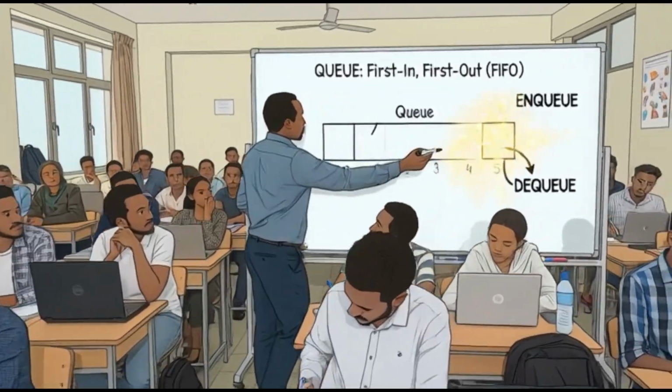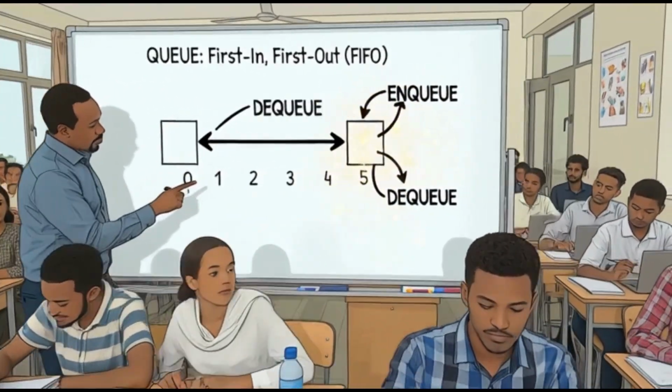A queue adds to the rear, just like a person joining the back of a line. The queue removes from the front, like the first person being served.